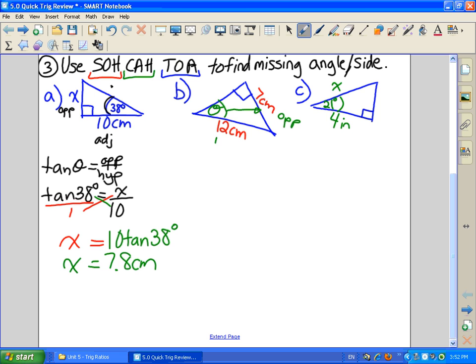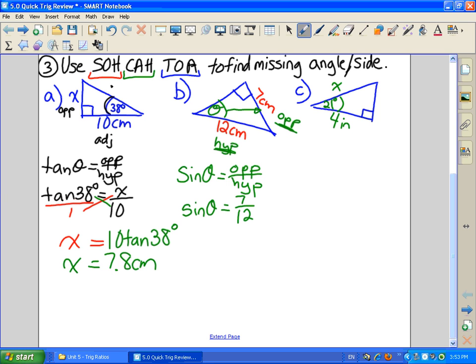And the 12 is our hypotenuse because it's opposite the 90 degree. What ratio in SOHCAHTOA has O and H in it? And you'll find that it's the sine. So sine theta equals opposite over hypotenuse. Okay, let's sub in what we know. We know sine theta equals opposite, which is 7, divided by 12.